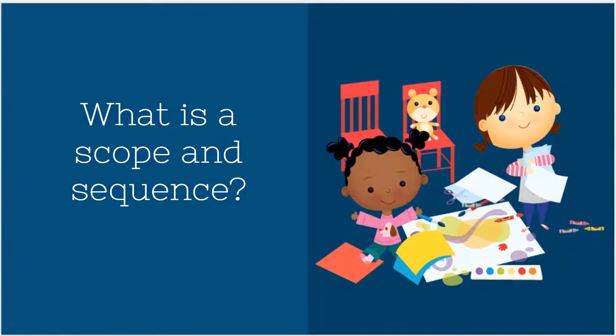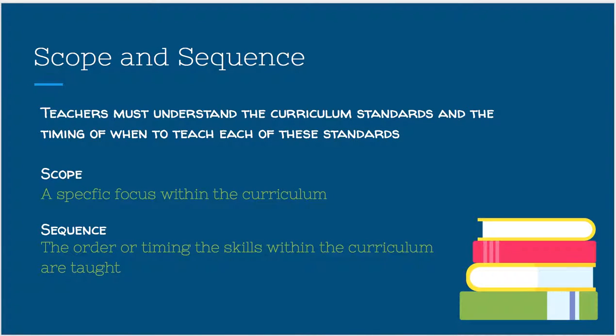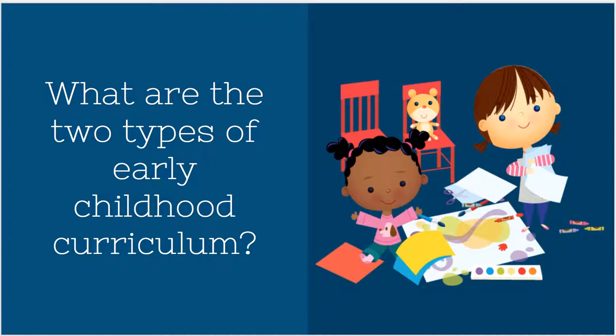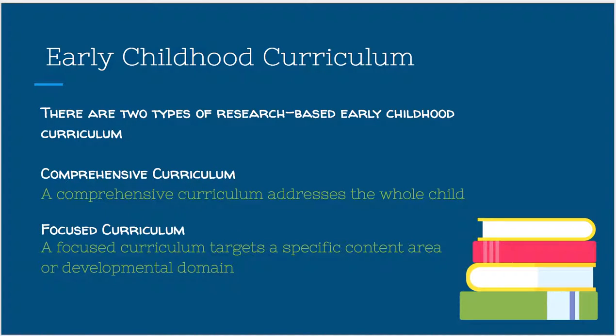Next question, what is scope and sequence? You'll hear that a lot. And so we have an answer. Okay. And then what are two types of early childhood curriculums? So specifically for early childhood, what kind of curriculum are we seeing? And we see that it's divided into comprehensive curriculum and focused curriculum, and there's a description of each one.